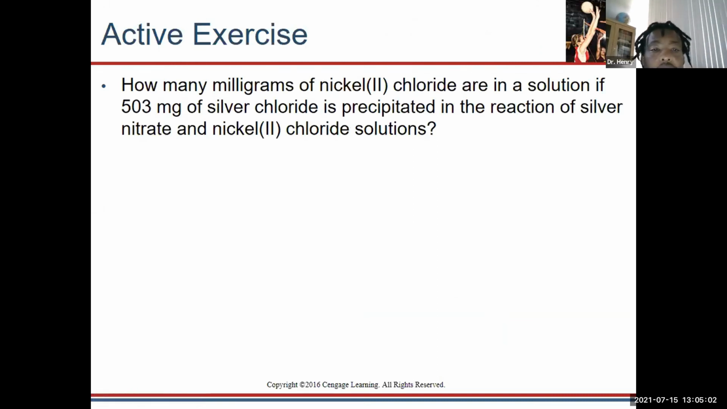How many milligrams of nickel 2 chloride are in a solution if 503 milligrams of silver chloride is precipitated in a reaction of silver nitrate and nickel 2 chloride? So what is the first thing that I want to do?